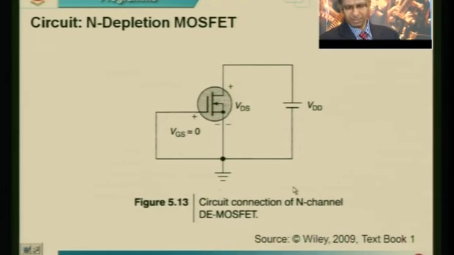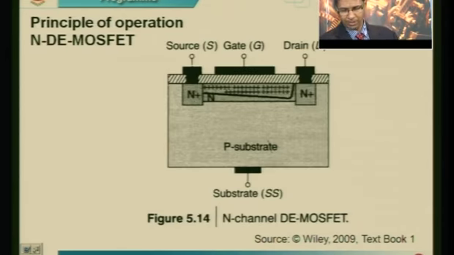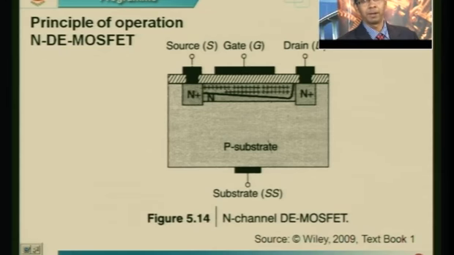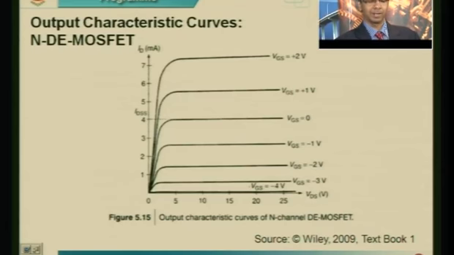Okay, so this is a curve. This is the one which is showing the principle of operation, very similar to the enhancement MOSFET. This is the curve that I was talking about, right? So if you look at the behavior here, when VGS is 0, I am here.